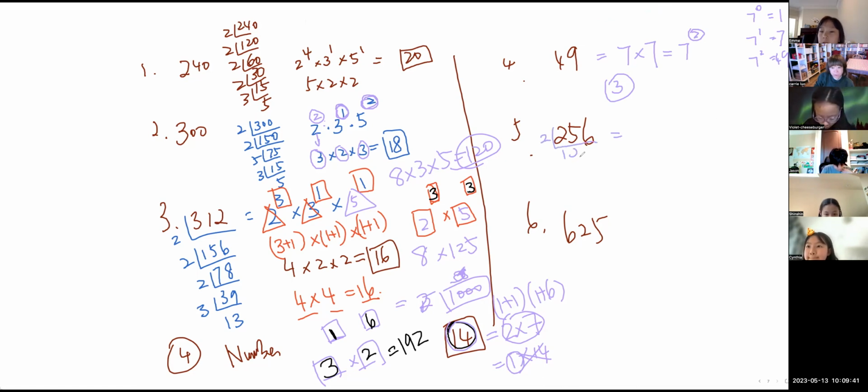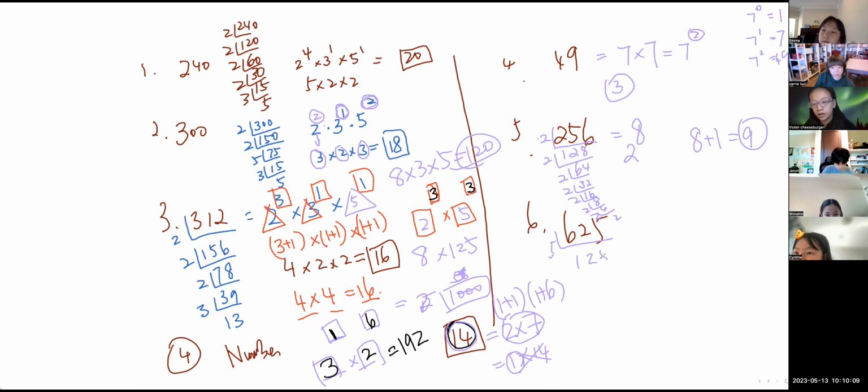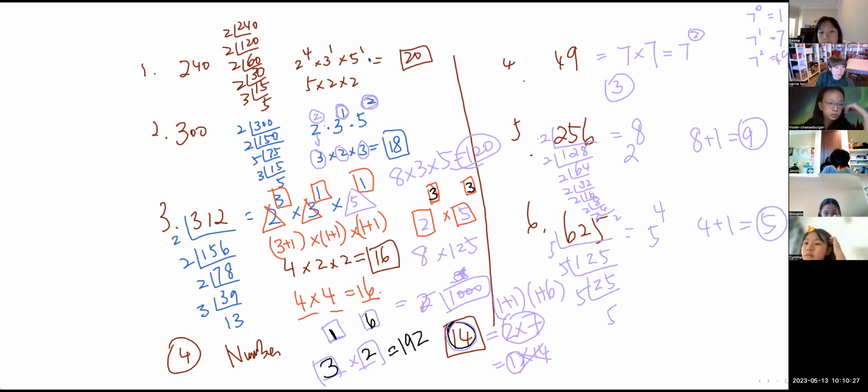So 256: 2, 1, 2, 8, 2, 64, 2, 32, 2, 16, 2, 8, 2, 4, and 2, 2. So 1, 2, 3, 4, 5, 6, 7, 8. So it is 2 to the power 8. So how many factors are there? 8 plus 1 equals 9. Because there are 9 ways of using the 2. Okay, so 625 is the same. 5, 125, and 5, 25, and 5, 5. Sorry. So the answer is 5 to the power 4. So it's 4 plus 1 equals 5. Okay, get it? So I'll give you this special one. I know there are some students making mistakes.